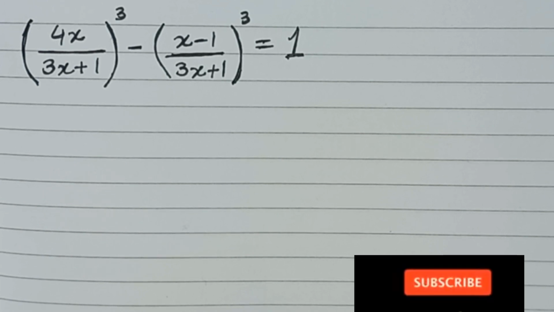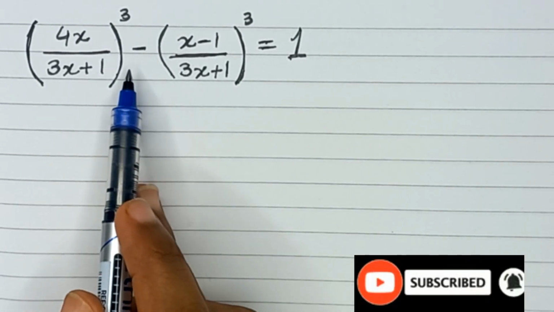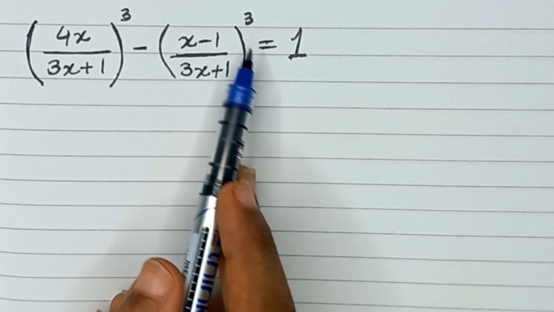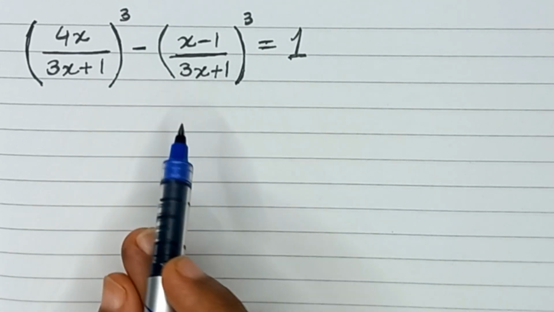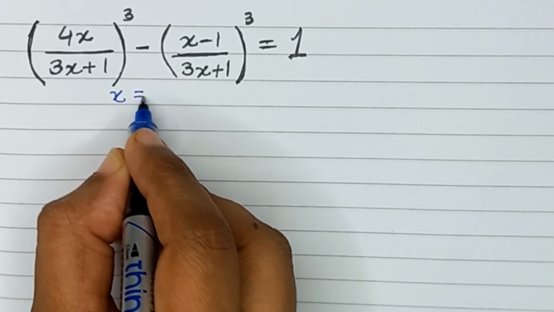Today I have a question: (4x/(3x+1))³ − ((x−1)/(3x+1))³ = 1. And from this equation we will find the values of x.